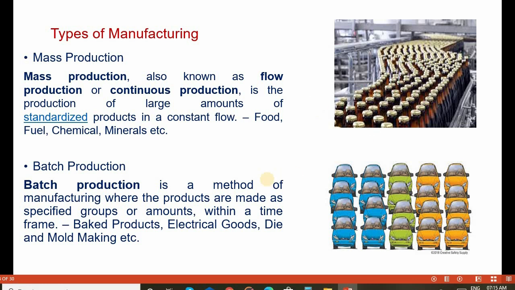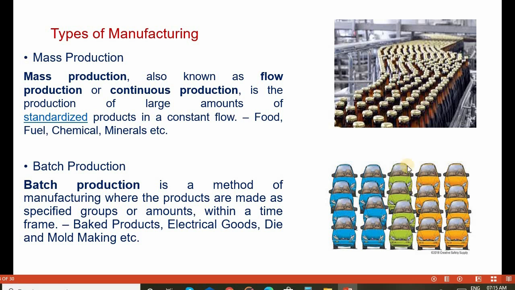Next one is batch production. Batch production is a method of manufacturing where the products are made in specified groups of amounts within a time frame. It's produced batch-wise, so it's called batch production. A particular group of products is produced within the time frame. For example, packed products, electrical goods, die and molding making, automobile vehicles and so on.